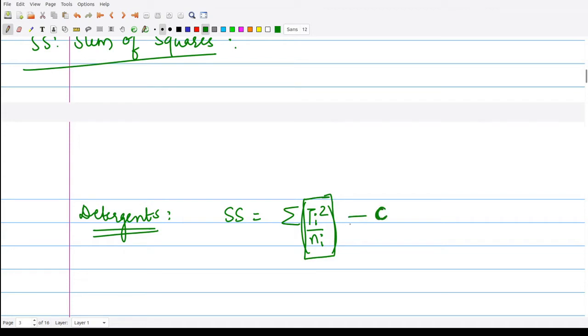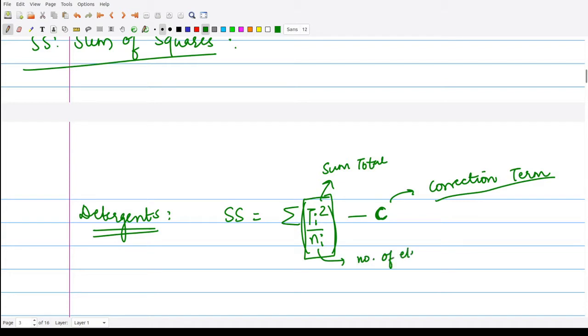Now what are all these terms? C is called the correction term, as we have calculated in the last one-way ANOVA, and Ti is the sum total. Ni is the number of elements which are present in that particular row or column accordingly. So let's look at the table for detergents.